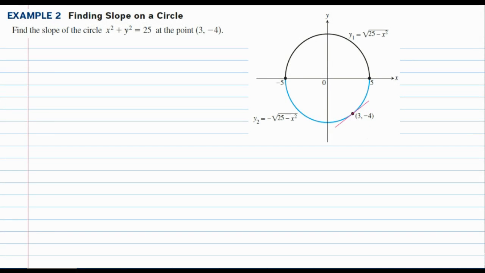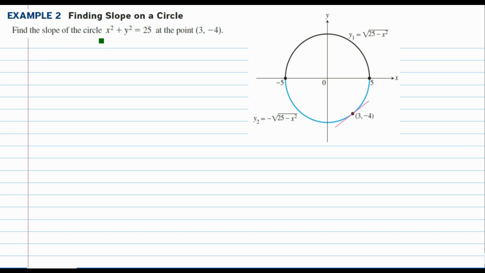This is the screencast for section 3.7, example 2. We're going to find the slope on a circle, which we were not able to do until we knew how to do implicit differentiation. So we're going to find the slope of this circle whose center is at (0, 0) and whose radius is 5, specifically at the point (3, -4), which is right here. You can see the tangent line drawn there. We're trying to find the slope.